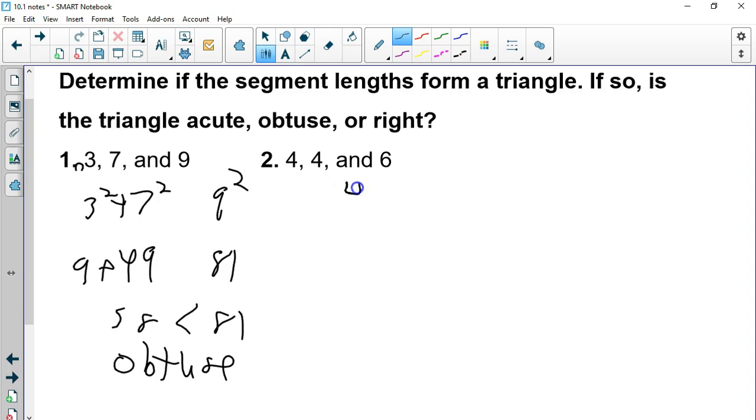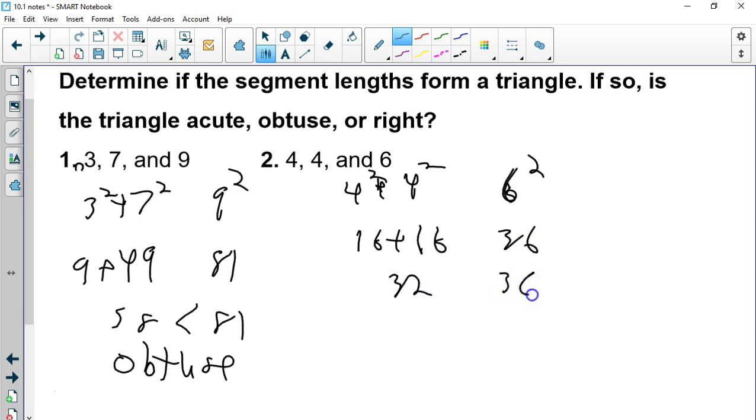Okay, let's try this. 4, 4, and 6. 4 squared plus 4 squared and 6 squared. So 4 squared is 16, plus 16, and 36. 16 and 16 is 32. 36 is also bigger, so this one ends up being obtuse. Now, if that was 5 and 5, then we would have had 50, and it would have been acute triangle.